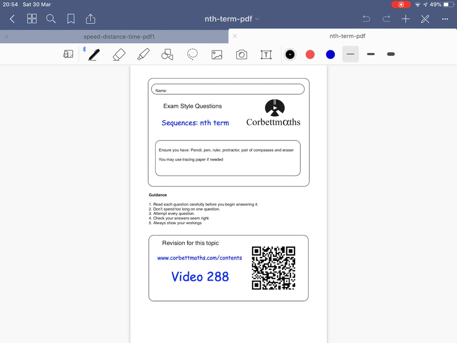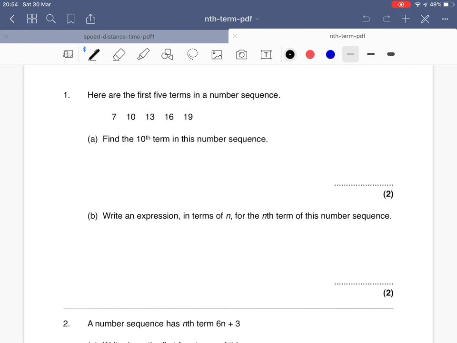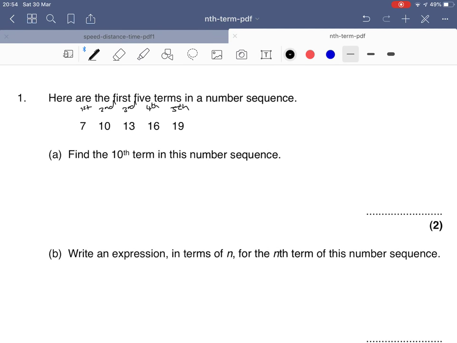This is a Revise With Me video on sequences, mainly with the nth term. So, here are the first five terms in a number sequence. This is the first term, this is the second, the third, the fourth, the fifth. Now, they've asked us to find the tenth term, so I want the sixth, seventh, eighth, ninth, tenth. As we can see, it's going up in threes. So each time they add three.